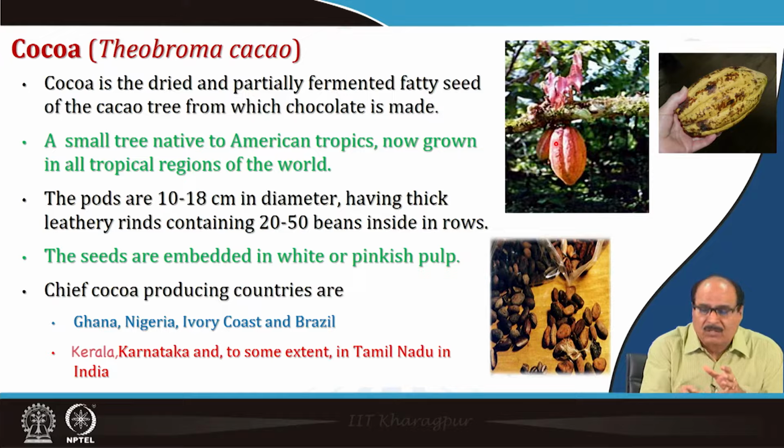This cacao tree is a small tree native to the American tropics, now grown in all tropical regions of the world. These pods, which we call cocoa pods, are 10 to 18 centimeters in diameter, with a thick leathery rind, and inside they contain about 20 to 50 beans. They are arranged inside in rows, and these beans, as you can see here, are embedded in white or pinkish pulp.